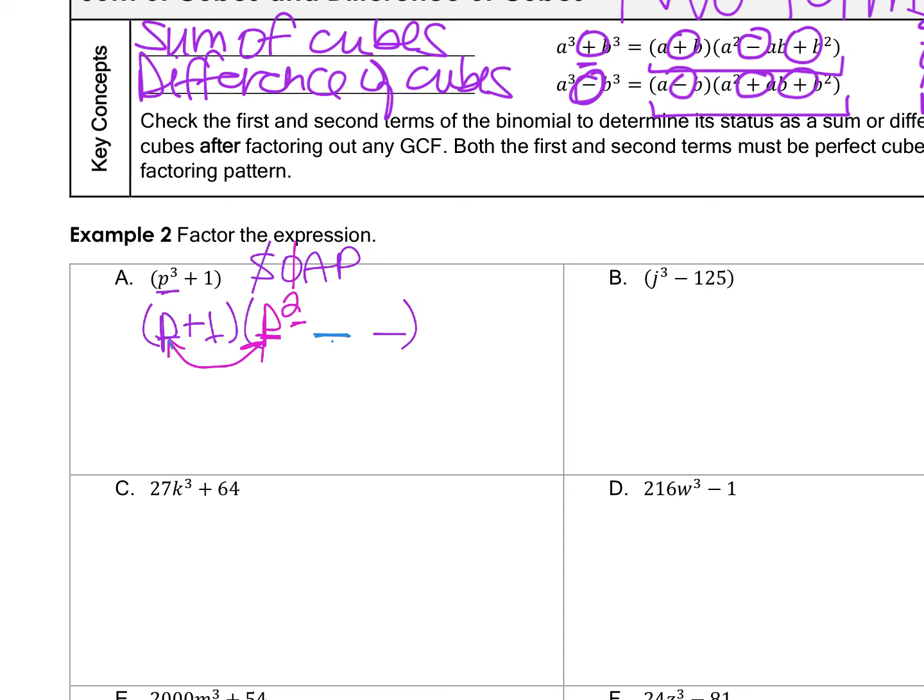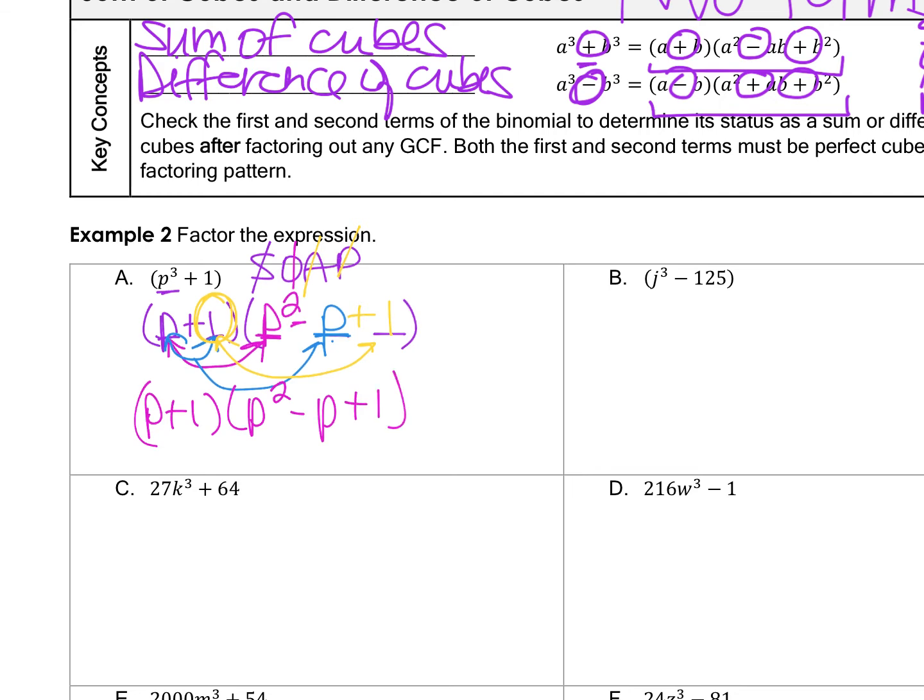To get this middle term, I'm going to multiply these two together. So that's going to just be a p. P times 1 is p, but it has to be the opposite sign there, so it has to be a minus sign. To get the last term, it's always positive. The reason it's always positive is because you're squaring this one. So 1 squared is 1. So well, let me actually write the answer. P plus 1 times p squared minus p plus 1.